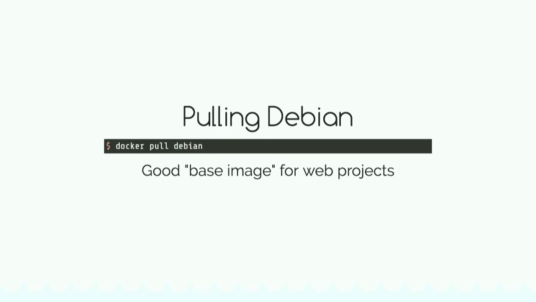So let's start with Debian. Debian runs the vast majority of web servers out there. The other competitor is CentOS. There is a Docker container for CentOS as well. But if we're going to use Debian, let's do a Docker pull Debian, and this is a good base for our web projects.